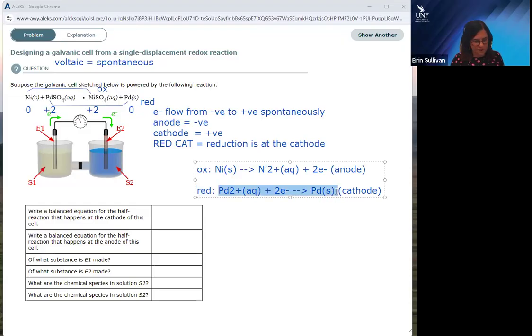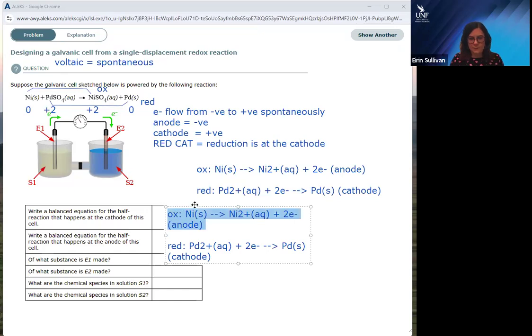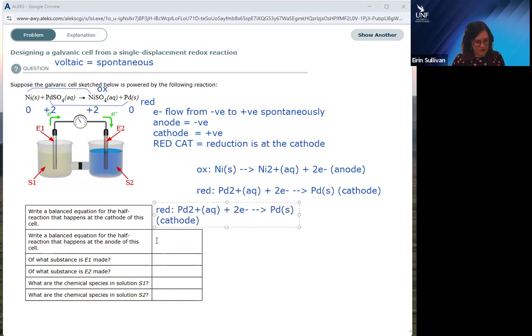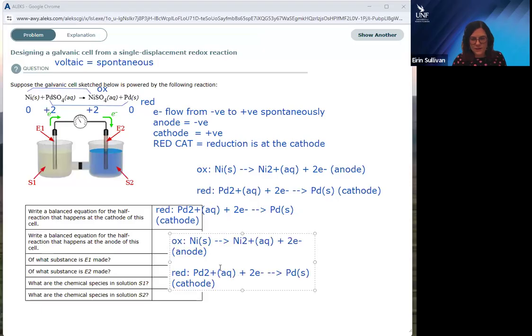I'm going to just have to take both of these and then delete to get them in the right box, although we've already said which one's which. So there's my reduction half reaction, and then my oxidation half reaction is happening at the anode.